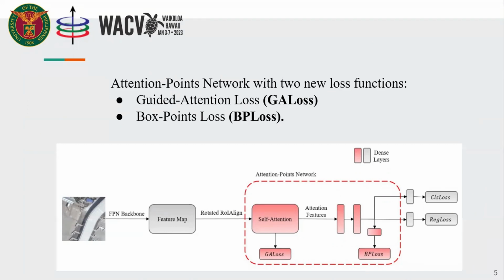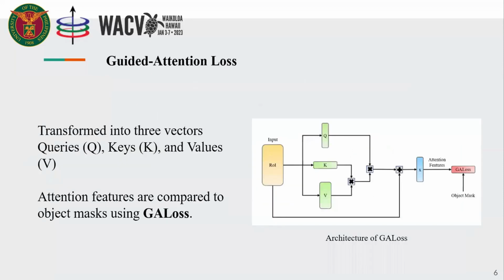The attention points network uses the ROI and refines them in the self-attention using GA loss. Then the attention features are used to represent box points and regress them to the OBB using the BP loss. To make sure that we highlight the object in every ROI, we use a loss function that compares the attention features and object mass. The input ROI is transformed into three vectors, queries, keys, and values, then processed by self-attention to obtain attention features, which are compared to object mass using guided attention loss. These masks are obtained by converting the bounding box into instance segmentation of the object.